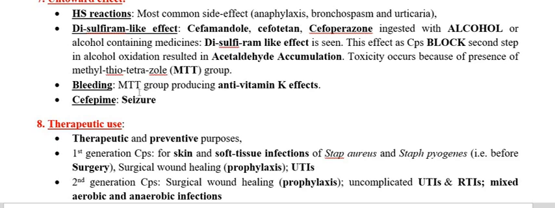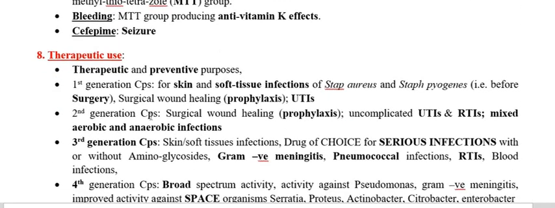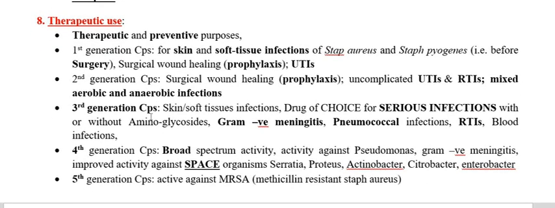So next is the bleeding. This MTT group that was formed when we are taking cephalosporin along with alcohol has an anti-vitamin K effect. So there is a deficiency of vitamin K. And the last one is cefepime. Cefepime possesses the side effect of seizures. Now we have to go through the therapeutic use of the drug.